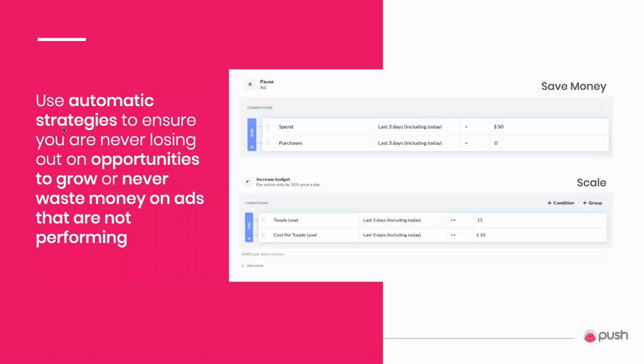And when you're putting in these different bidding strategies, you can set up automatic rules. So when it comes to saving budget and making sure you're not wasting money, you can set up rules to say, I'm going to run this campaign, but if I spend X amount and I haven't had any purchases, just pause it for me automatically.